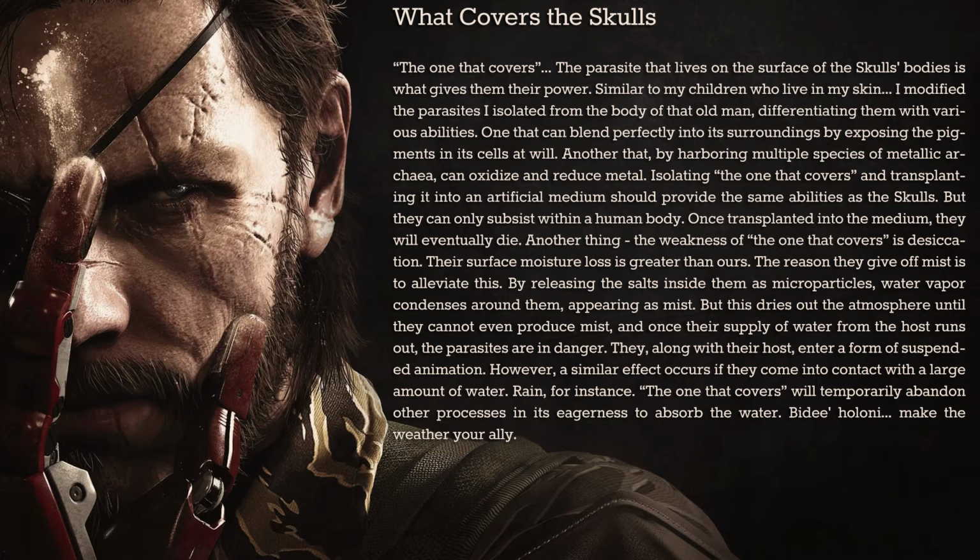They, along with their host, enter a form of suspended animation. However, a similar effect occurs if they come into contact with a large amount of water. Rain, for instance. The one that covers will temporarily abandon other processes in his eagerness to absorb the water. Make the weather your ally.